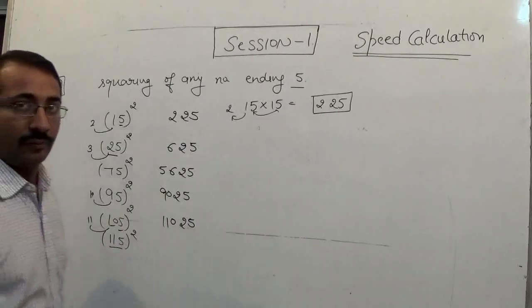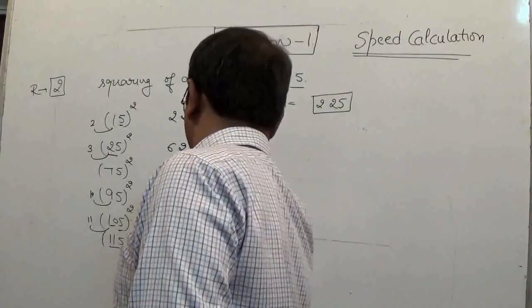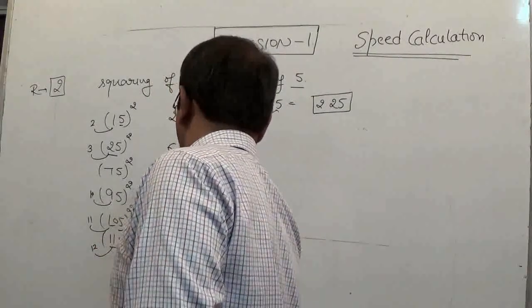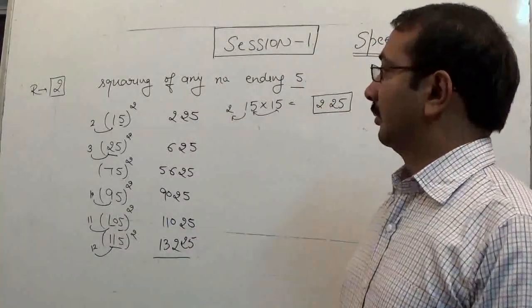I have to find the square of 115. What will it give me? 5 square is 25 and 11 is the next number 12. 11 into 12, 132. Our answer is said to be 13225. So that is the first rule.